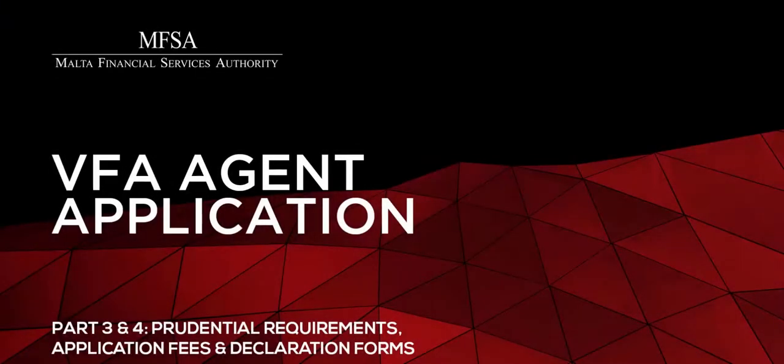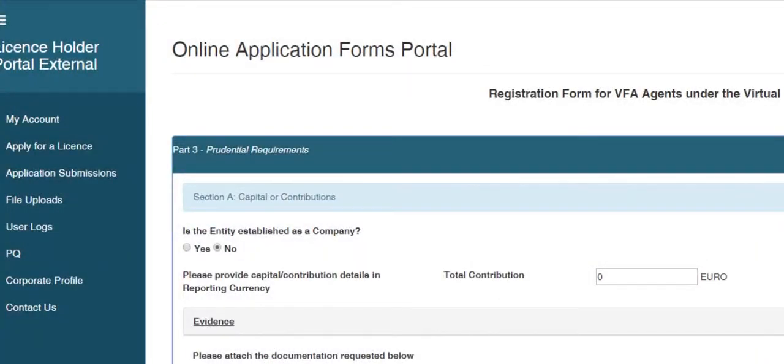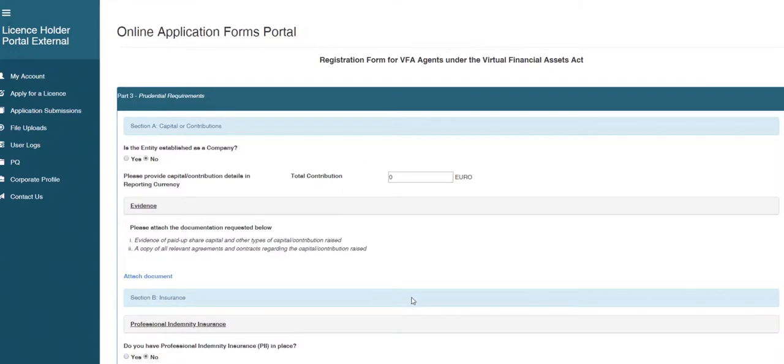Part 3. Prudential requirements. Section A. Capital and contributions. The applicant is required to specify the respective capital or contributions within the entity. Where the entity has not yet been formed, the applicant should specify the proposed capital or contribution which shall be injected into the entity for the purposes of the initial capital requirement. A distinction is made between capital and contributions.